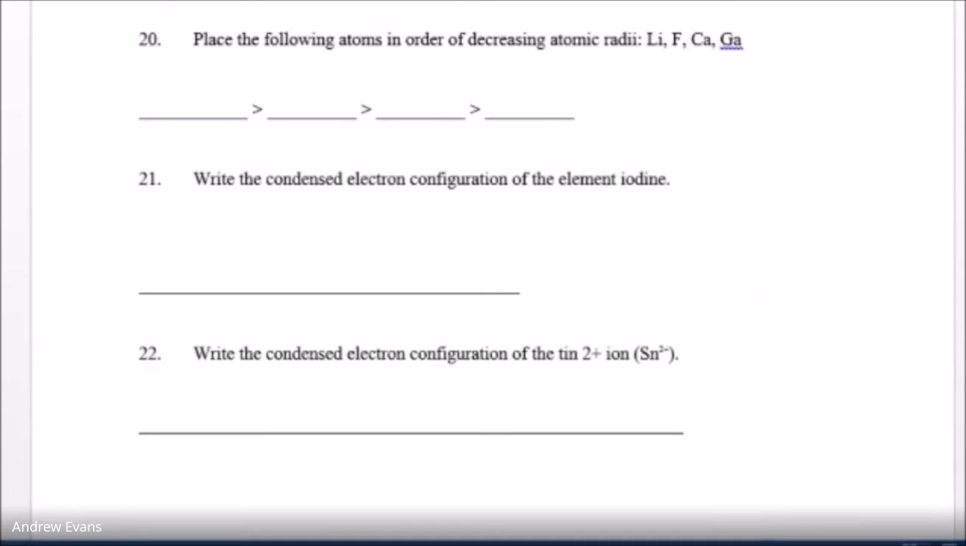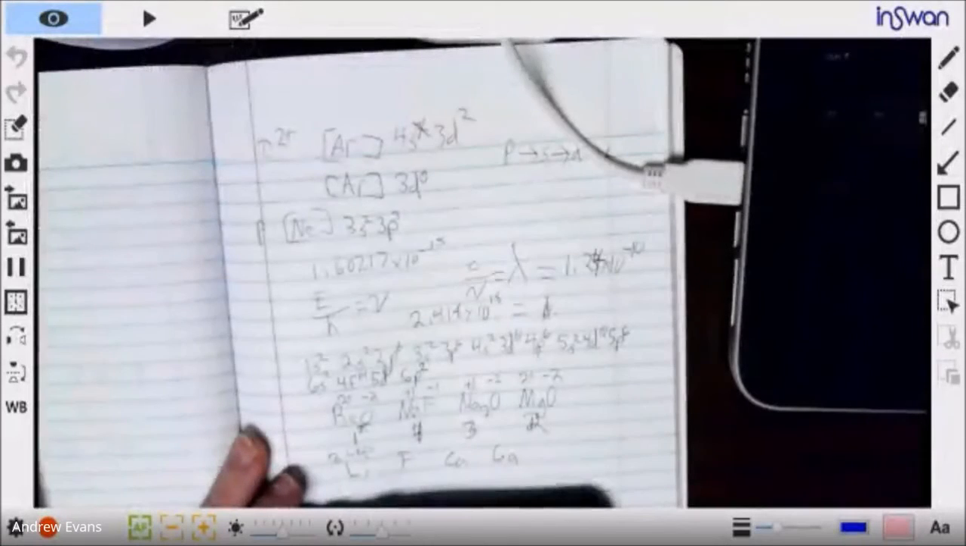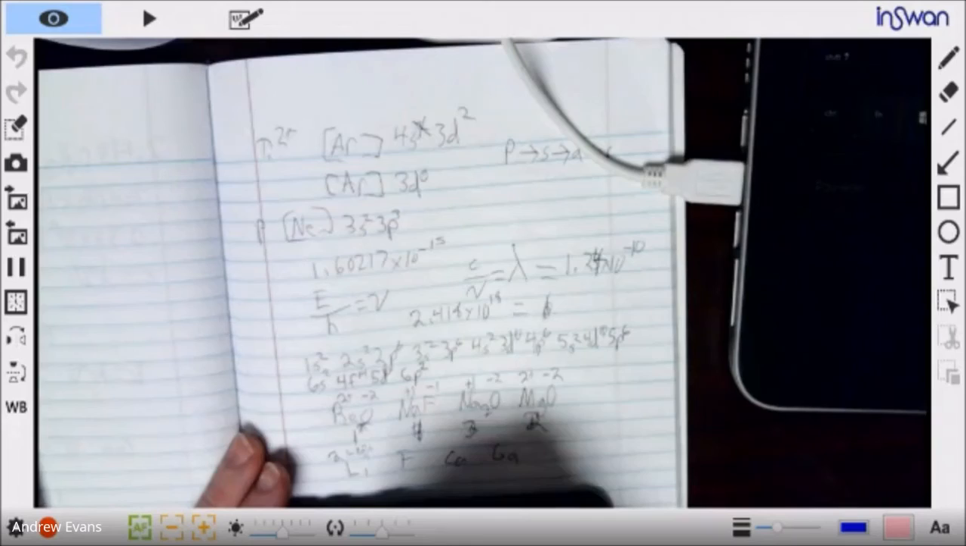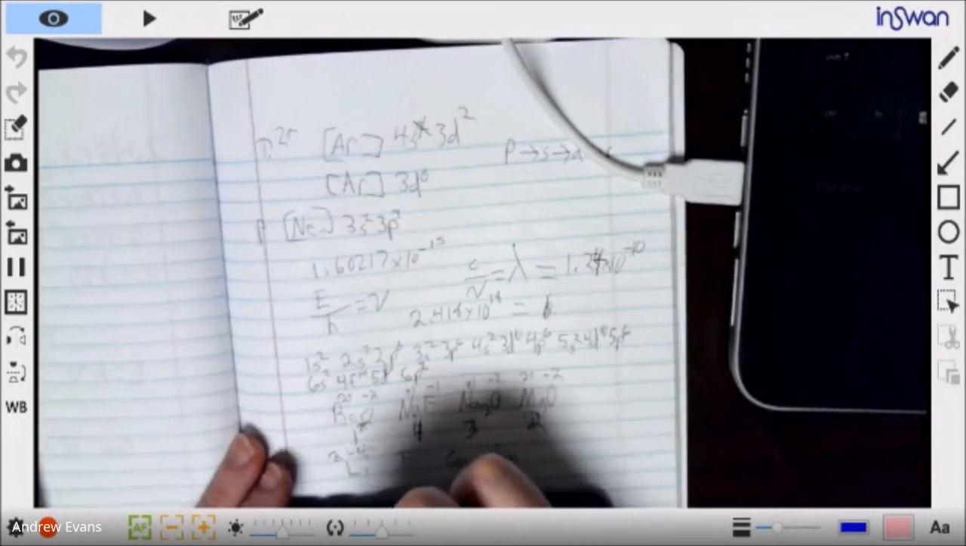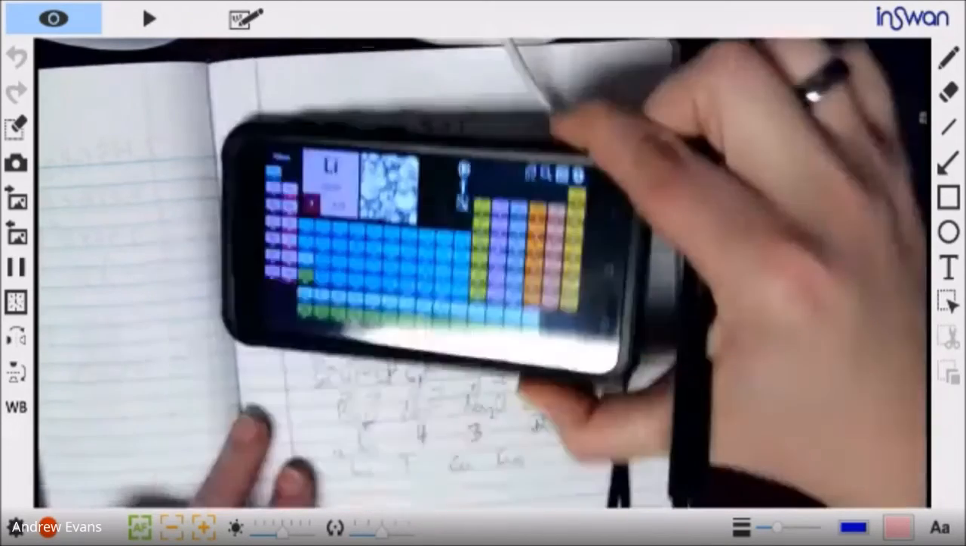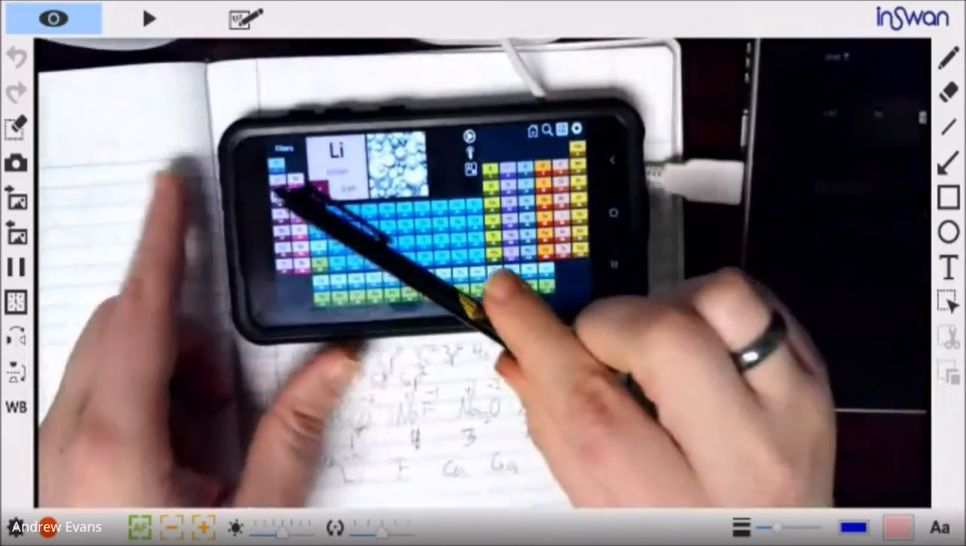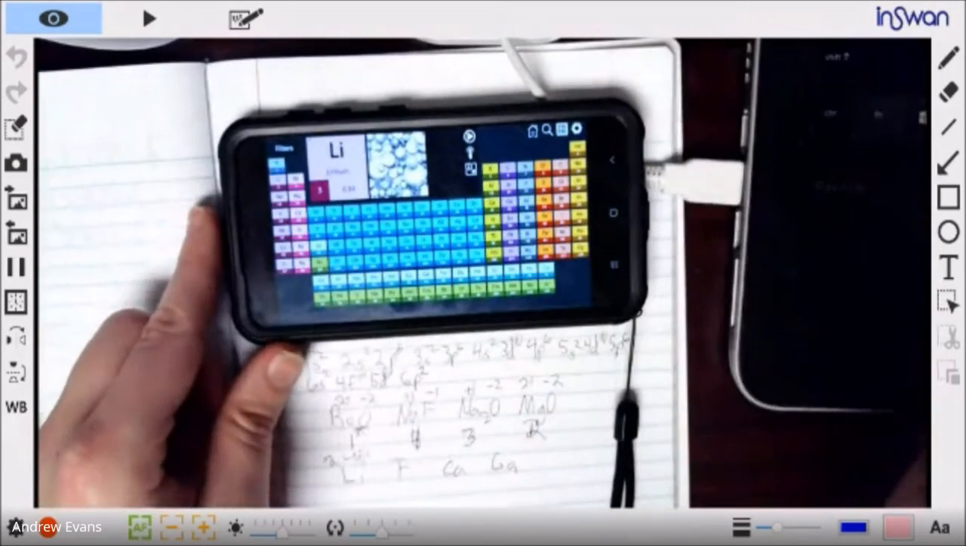So lithium is row 2, 2 on the left. Go to the periodic table: 2 on the left, because lithium is all the way over there. Fluorine is row 2 on the right.